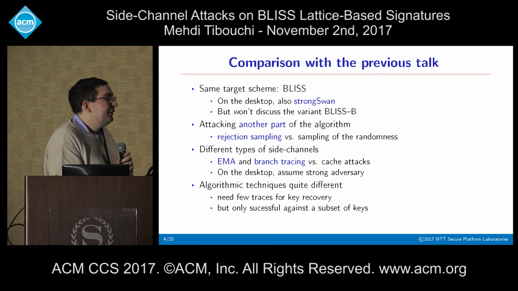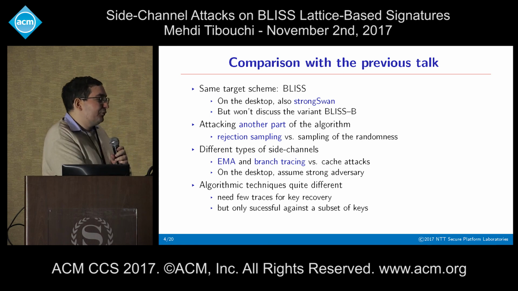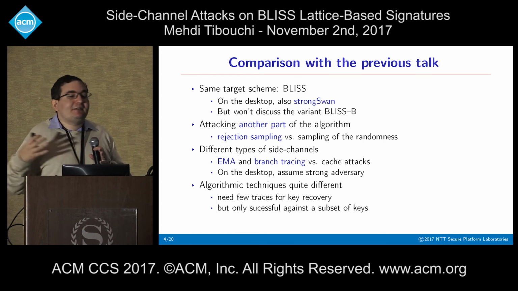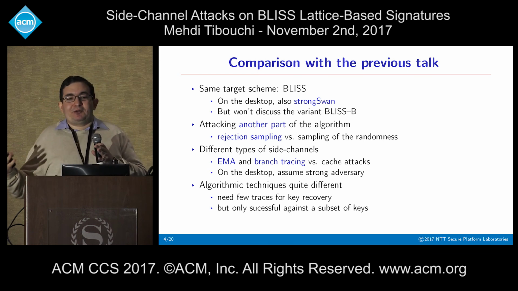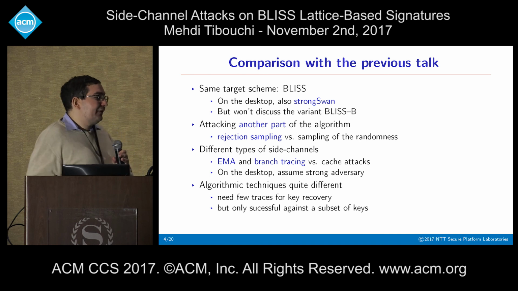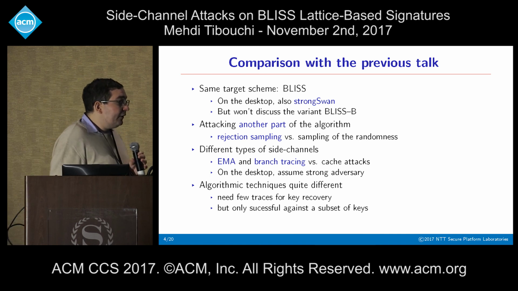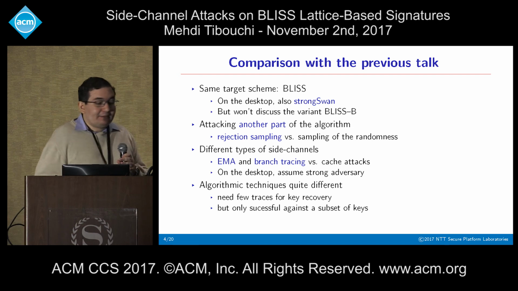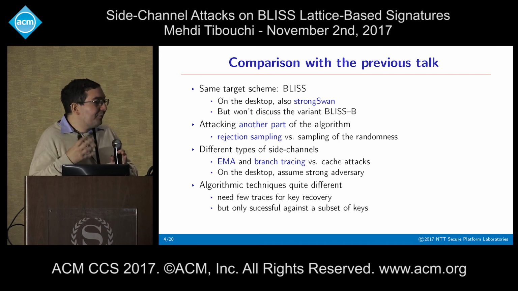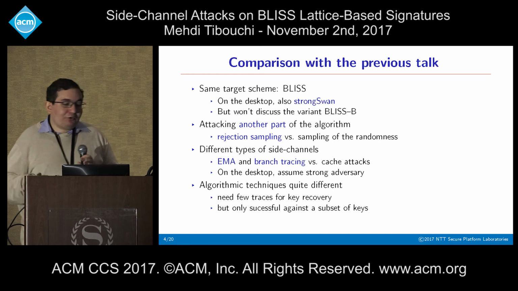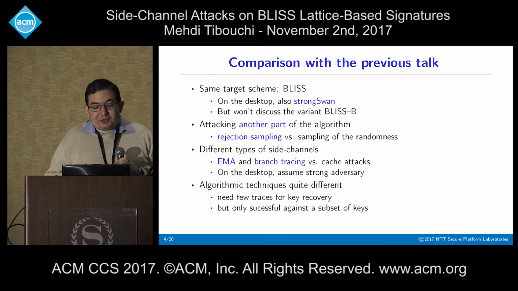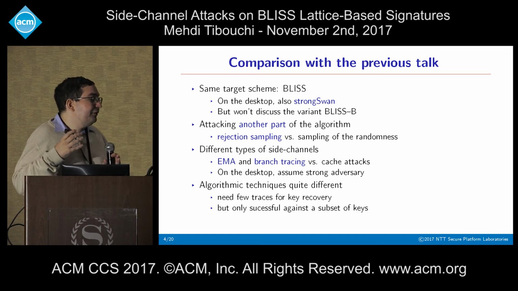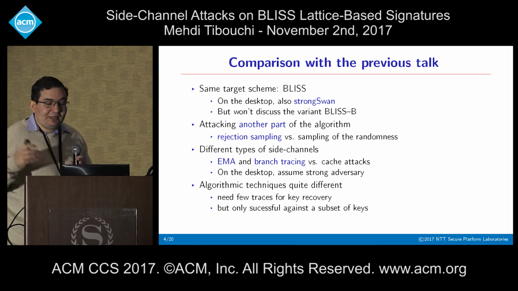As I said, on the desktop, branch tracing assumes a very strong adversary. So in this sense, our attack on the desktop is weaker than the attack presented in the previous talk. And our algorithmic techniques are quite different. There are some advantages, for example, you need fewer traces for key recovery. In this specific attack, we are only successful against a subset of keys.